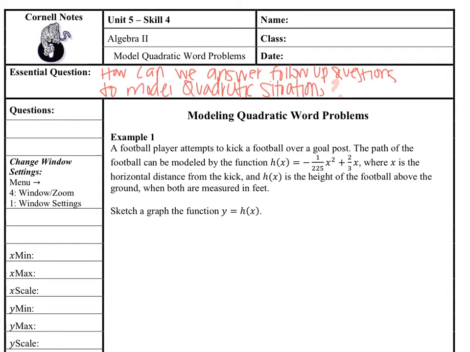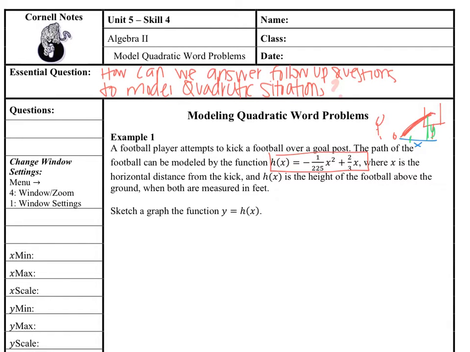So we've got this problem with a football player attempting to kick a football over a goalpost. So you've got this guy trying to kick a football that's on the ground over and into this goalpost, right? So the path of the football can be modeled by this quadratic equation, where x is the horizontal distance from the kick, meaning this way, and then y is the height of the football at any given point.